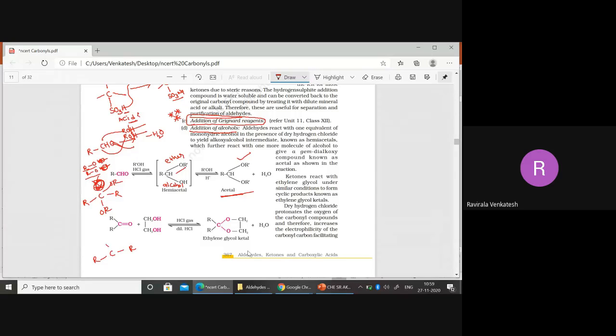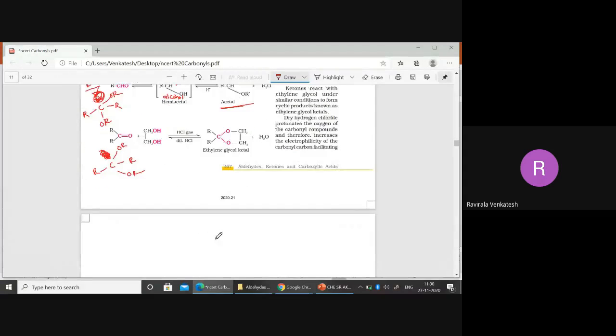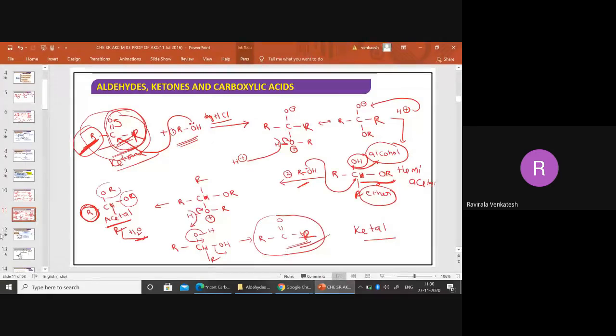RCR, double bond O is there. Remove this double bond. Put OR here. Completed. You got the product here. Understood everyone? Any doubts you are having? No doubt. Now, we'll take what? Ethylene glycol now.